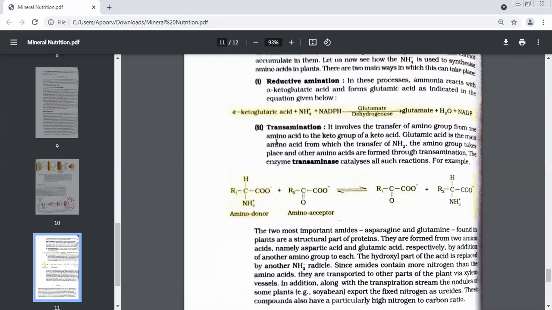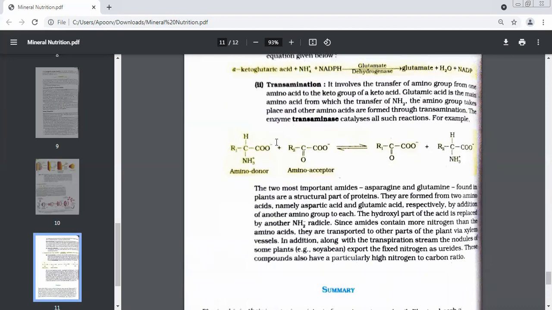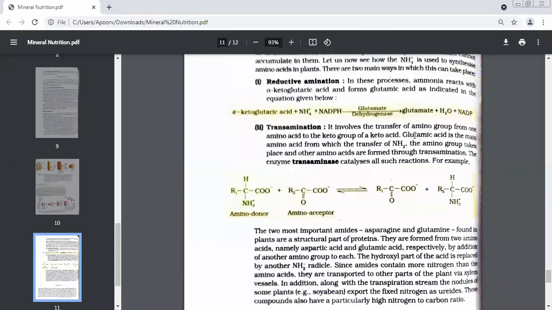Now, the second way we can do the same thing is by the process of transamination. This involves the transfer of amino group from one amino acid to the keto group of a keto acid. We take one amino acid and we take one keto acid. Which are the two kinds of acids we'll be taking? Amino acids and keto acid. Now, glutamic acid is the main amino acid from which the transfer of NH2, that is the amino group, takes place. We are going to transfer this amino group, and then more kinds of amino acids are formed by the process of transamination.